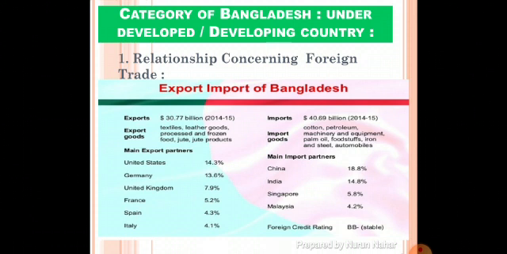In the 2014 and 15 financial year, our import expenditure was 40.69 billion US dollars. Main imported goods were cotton, petroleum, machinery and equipment, palm oil, foodstuffs, iron and steel, automobiles, etc. The highest amount of import expenditure was for China. We are importing maximum products, 18.8%. Second position is India, 14.8%. Third position Singapore, and fourth position Malaysia. So this is the export and import status of Bangladesh in financial year 2014 and 15.